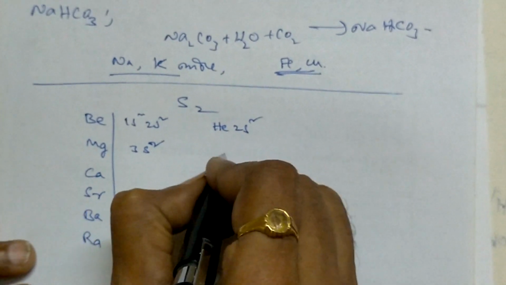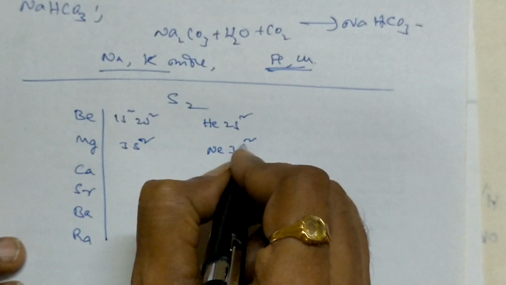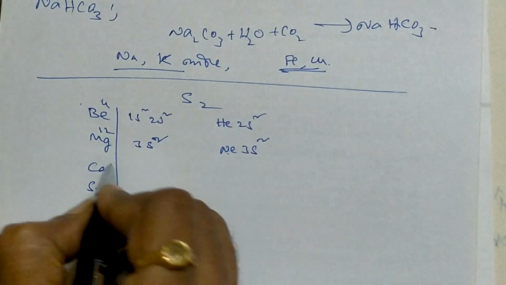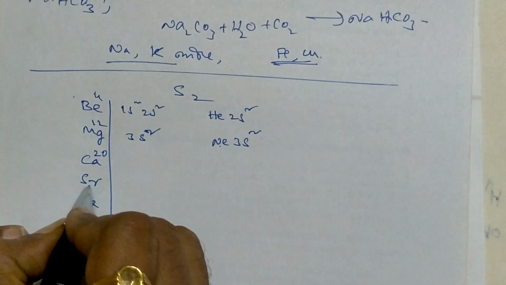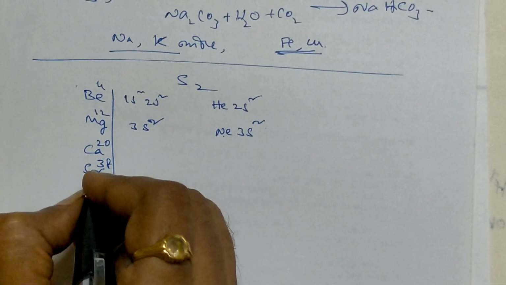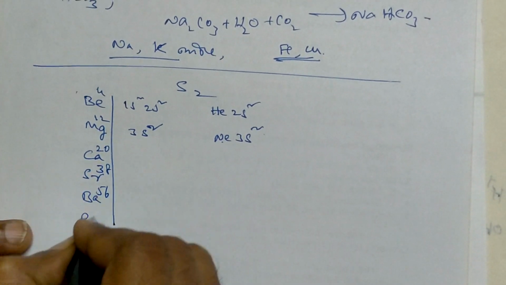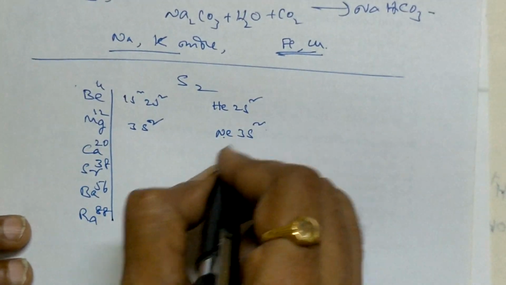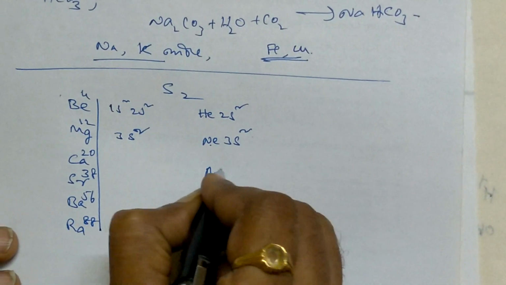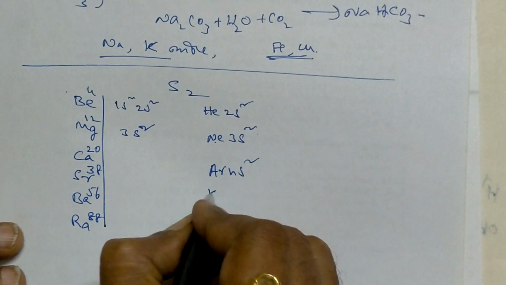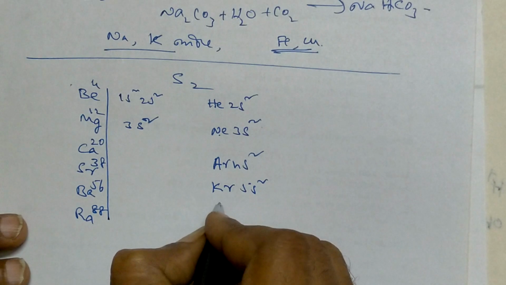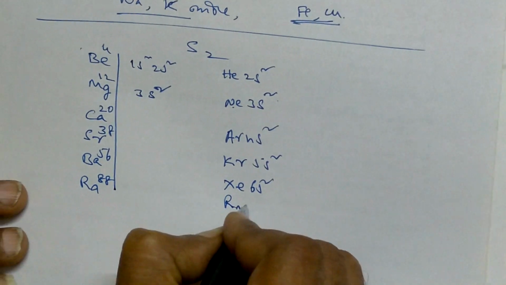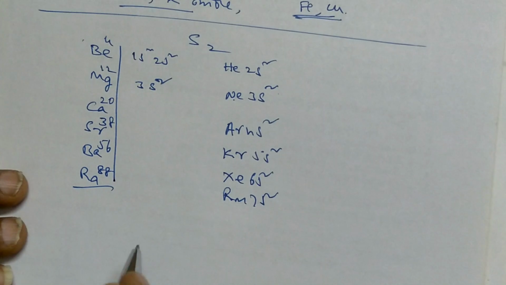This can be written as neon 3s2. Neon is 10, plus 2 is 12. Calcium is 12 plus 8, 20. 20 plus 18, 38, strontium. Then 38 plus 18, 56, and 56 plus 32, 88. So finally it will be helium 2s2, neon 3s2, then argon 4s2, krypton 5s2, then xenon 6s2, then radon 7s2. This is radioactive again. So that is the nomenclature.